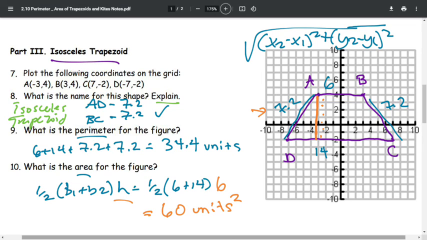So this is the first part of this page, the first sheet. We're going to talk about trapezoids. So if you click on the next video, part 2, we're going to talk about kites and then those problems below. So go ahead and click over to that.